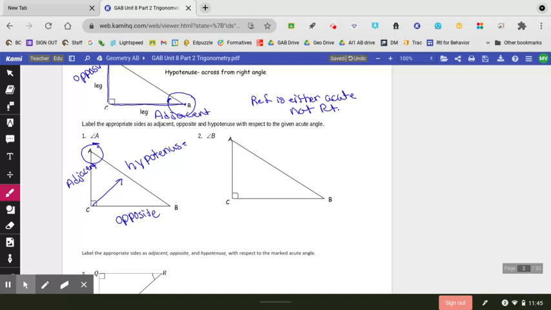Now, number 2, we're using the same triangle, but now my reference angle is angle B. So AB is still our hypotenuse because the hypotenuse never changes. It's always the side across from the right angle. But now, since our reference angle is B, BC is our adjacent, and AC is our opposite.